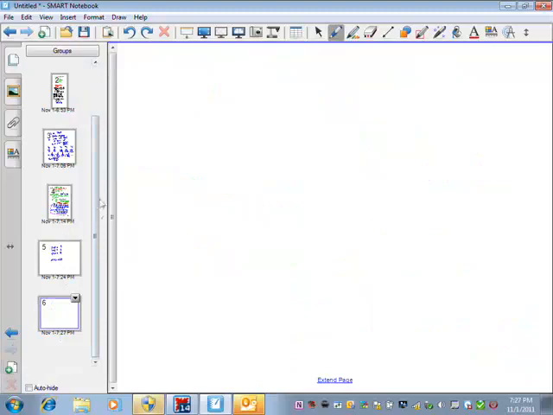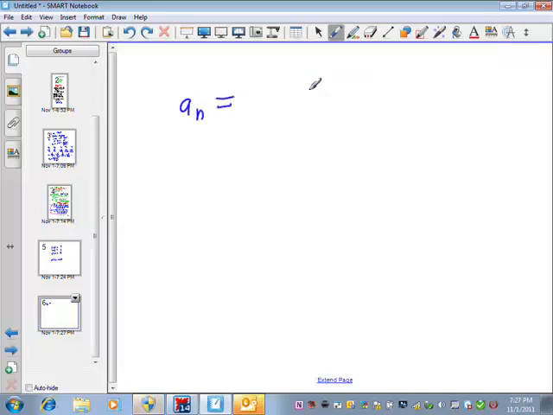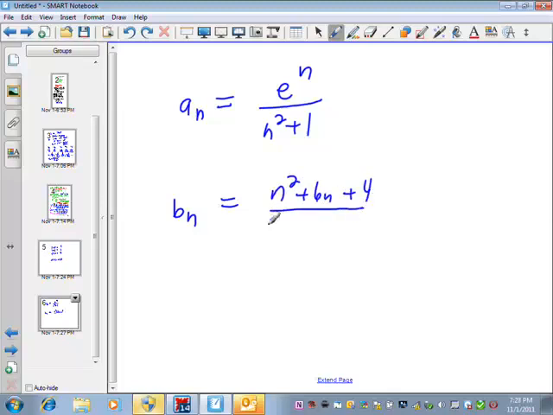All right. I'll take any questions about what we've discussed so far. I am going to be interested in what happens to these sequences as n tends to infinity. So a sub n equal to, for instance, e to the n over n squared plus 1. B sub n equal to, let's do this, n squared plus 6n plus 4 all over 3n squared plus 7n plus 12.